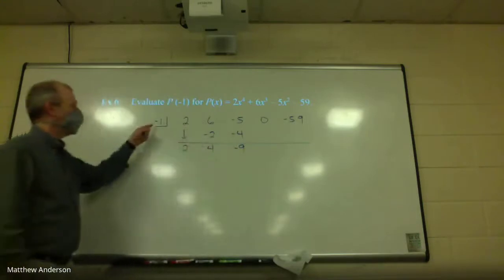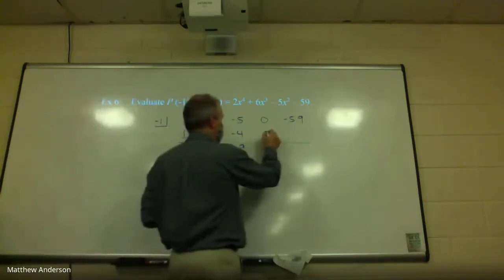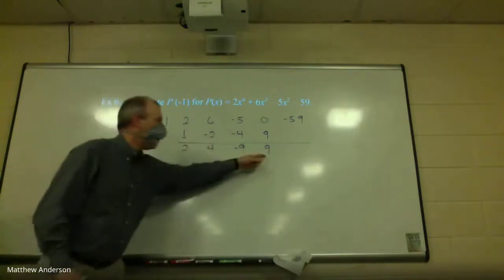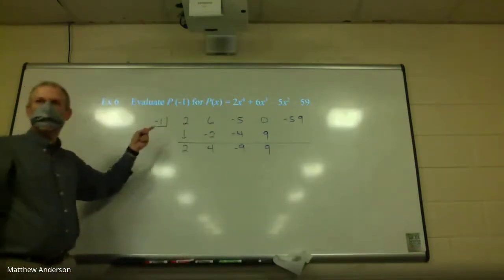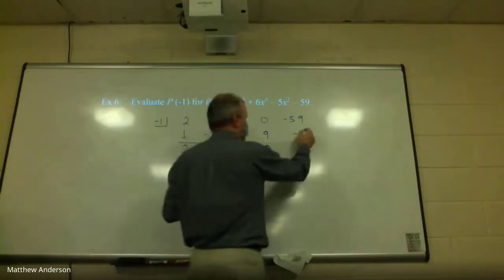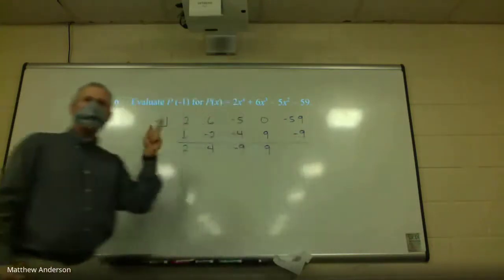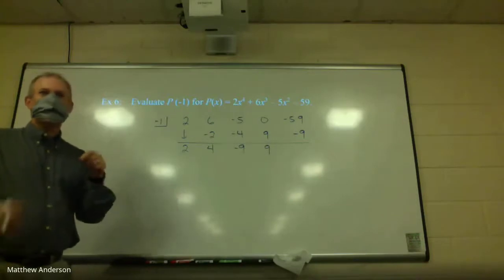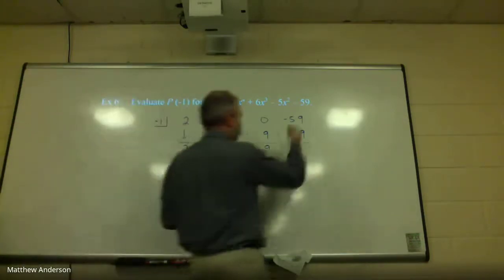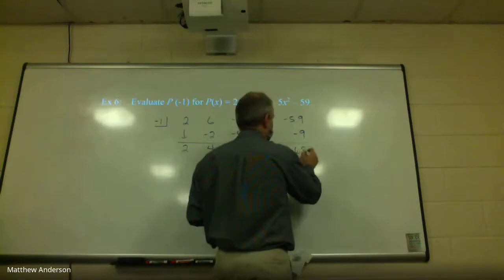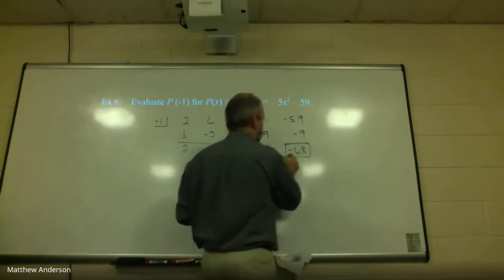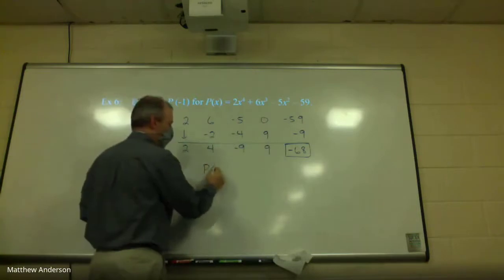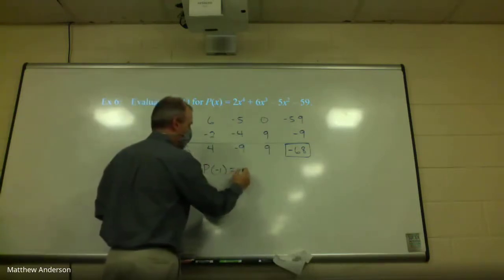-9 times -1 gives us +9. We add those, we get 9. And then 9 times -1 is -9. And be careful, when we add these, what do we get? -68. A lot of times we want to make it a 0, but it's not. It's -68. Remember, this is our important number. And what does that tell us? P of -1 equals -68.